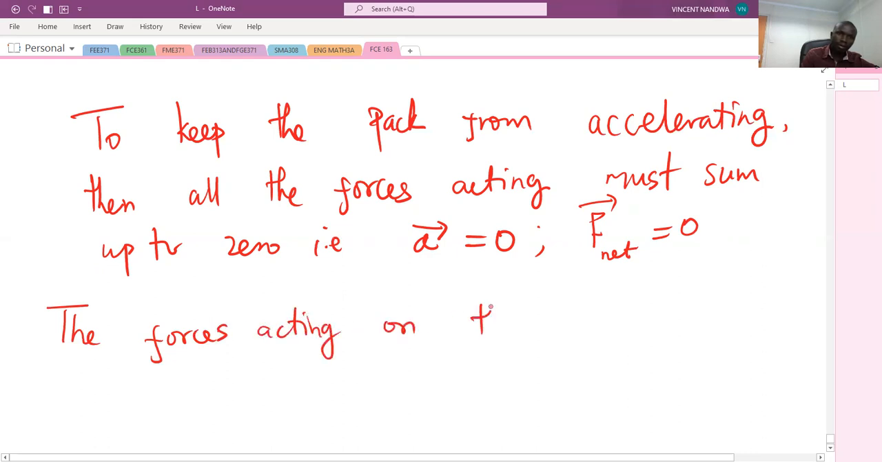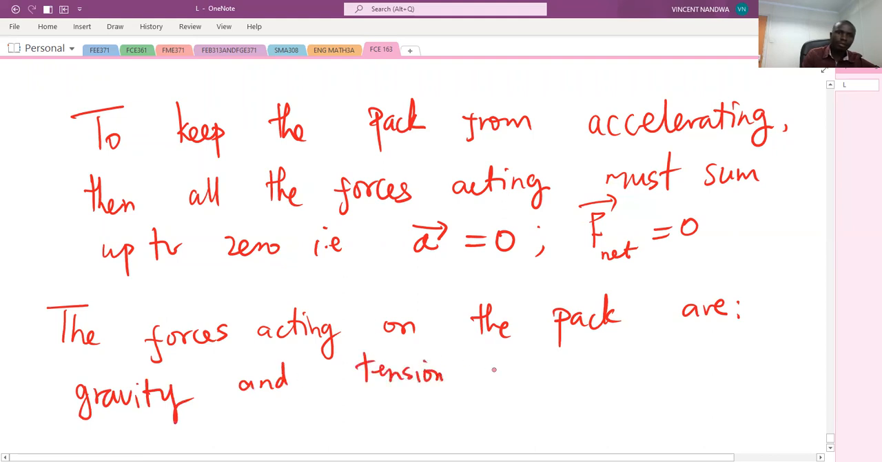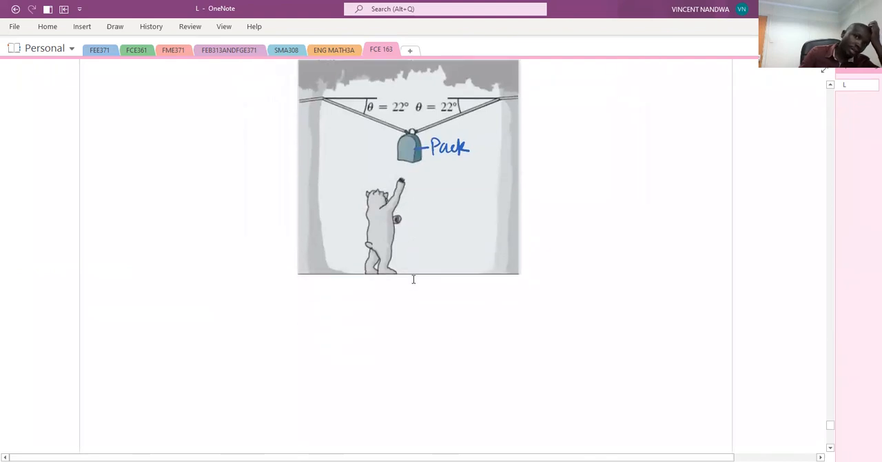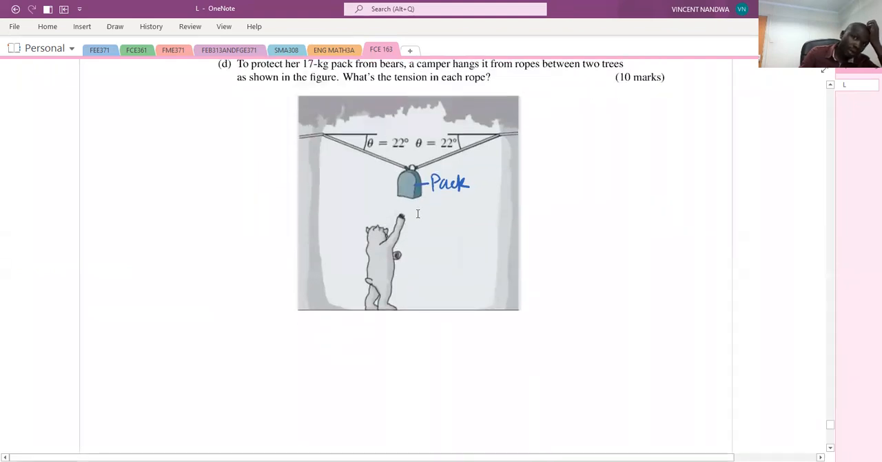So the forces acting on the pack are gravity, that's weight, and tensional force in the ropes. Those are the forces acting on the pack. So let's go to the diagram and draw a free body diagram of the forces acting on this pack.